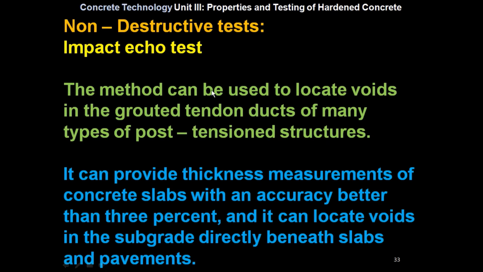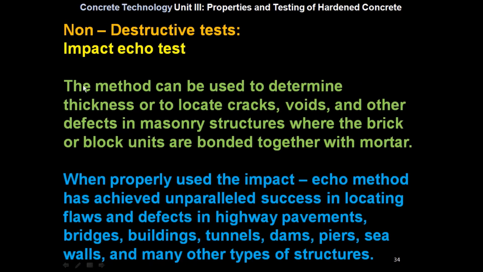The method can be used to locate voids in the grouted tendon ducts of many types of post-tensioned structures. It can provide thickness measurements of concrete slab with an accuracy better than 3%, and it can locate voids in the subgrade directly beneath slabs and pavements. The method can be used to determine thickness or to locate cracks, voids and other defects in masonry structures where the brick or block units are bonded together with mortar.